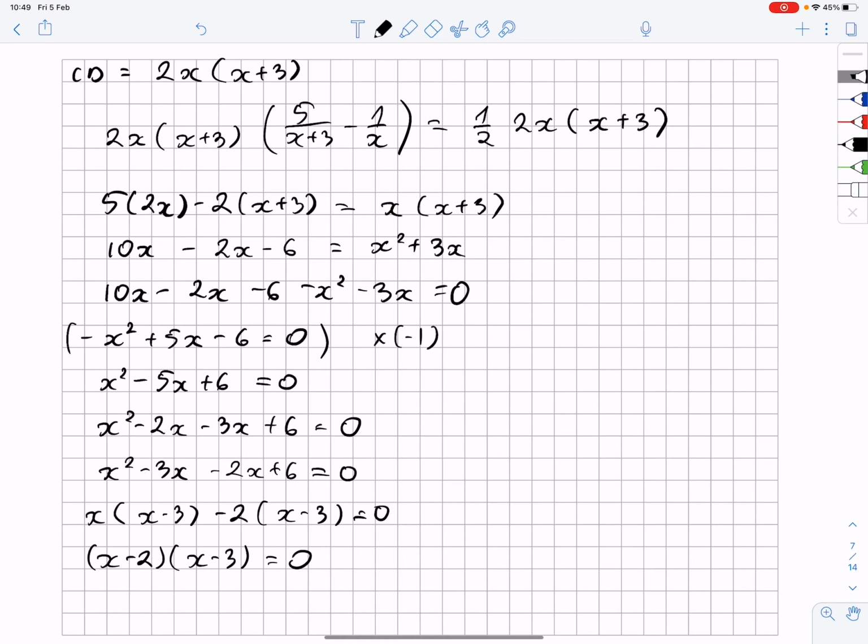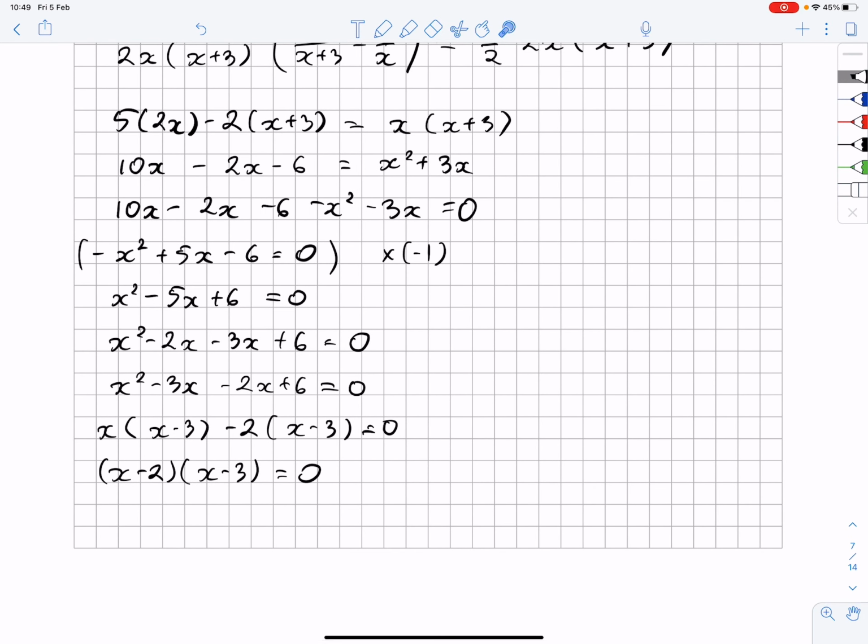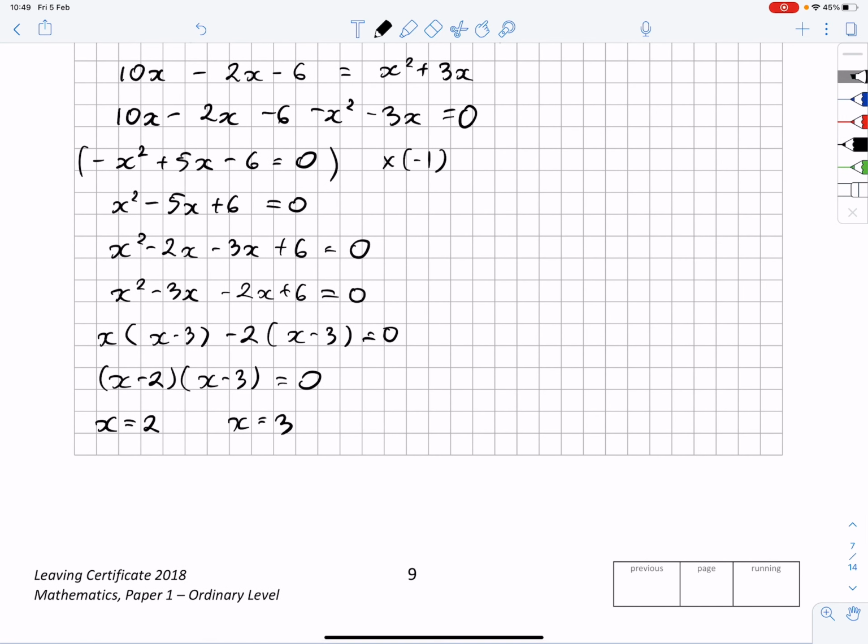And by virtue of the fact that we are factorizing, this can only be equal to 0 if either this bracket or this bracket is equal to 0, so x has to be either 2 or 3. And that's the end of this problem, and that's a good place to stop.